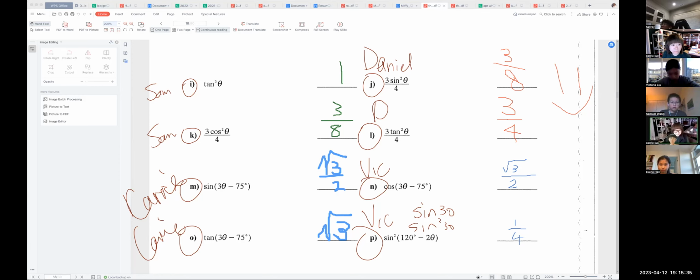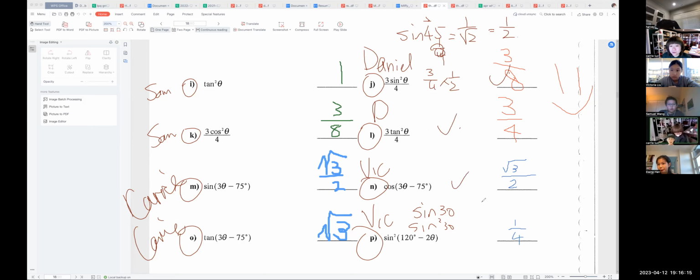Okay, so let me see. So sine theta squared equals 1/4. Sine 45, sorry, equals 1 over square root 2, right? Correct, everybody? Okay, so squared equals 1/2, right? So 3/4 times 1/2. Very good, Daniel. You're safe. Okay, so tangent is 4/3. Good.